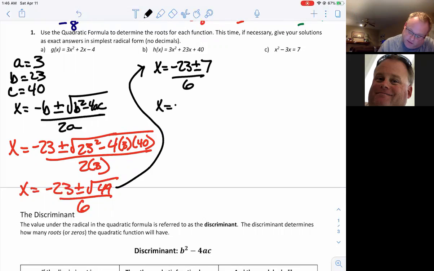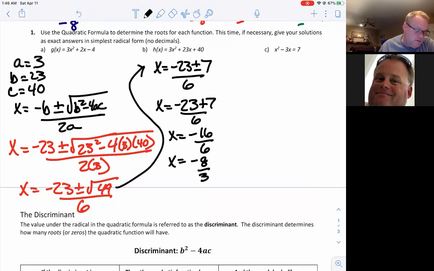So x equals negative 23 plus 7 divided by 6. So x equals negative, what is that, 16 divided by 6. So x is negative 8 over 3, right? And it didn't want any decimals, so I'm going to leave it in a fraction because it doesn't want decimals. And our radical went away anyway because the square root of 49 is 7.